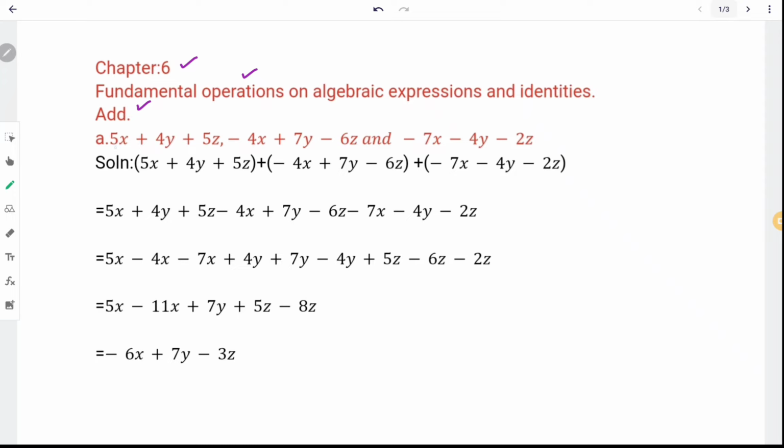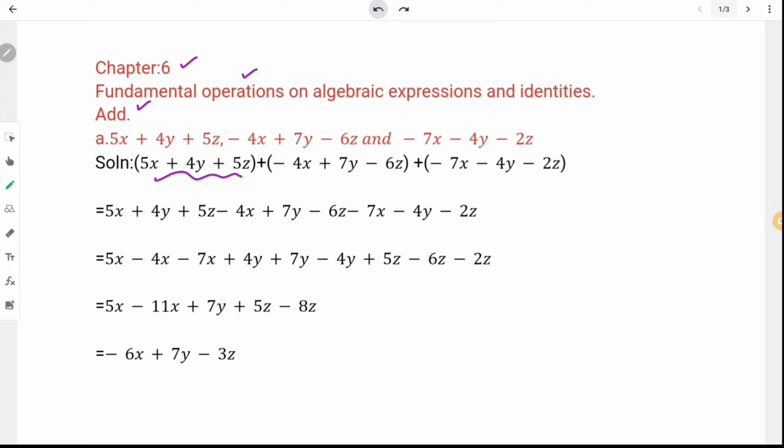So when you look at the question, 5x plus 4y plus 5z, and then comma, and this and this. Alright, so we're going to add them. So the first thing we'll do is write down the expressions. So the first part is this, and this plus is there because the question says add. Now the second is this, right? So I've written it here again, and this plus is there because of the question, and then write down the third part, minus 7x minus 4y minus 2 times z.